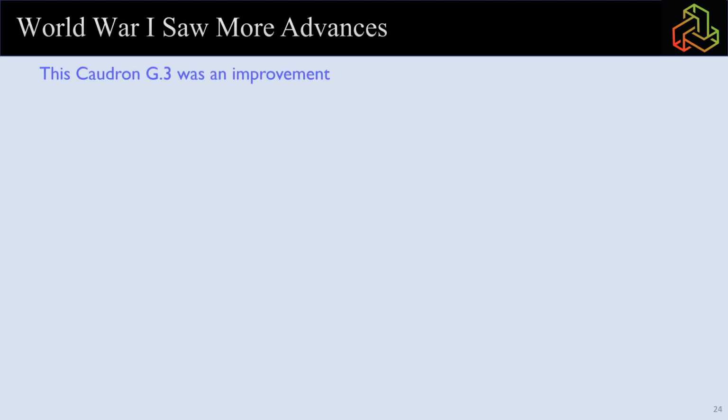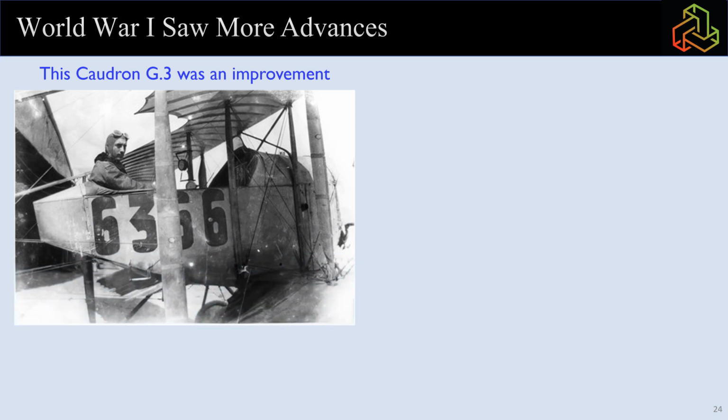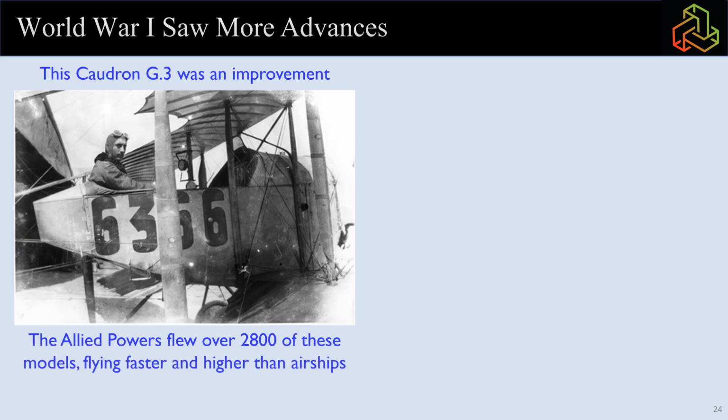World War I saw more advances. This Caudron G3 was an improvement. It's a single seat. Well, actually, it's got two seats, there's a seat in front of this guy. It was used for training and reconnaissance. Here's a pilot in a plane for which the Allies built nearly 3,000. And it was flying faster and higher than the airships of the day. Pretty good. Now, I want to draw your attention, ladies and gentlemen, to the aft.